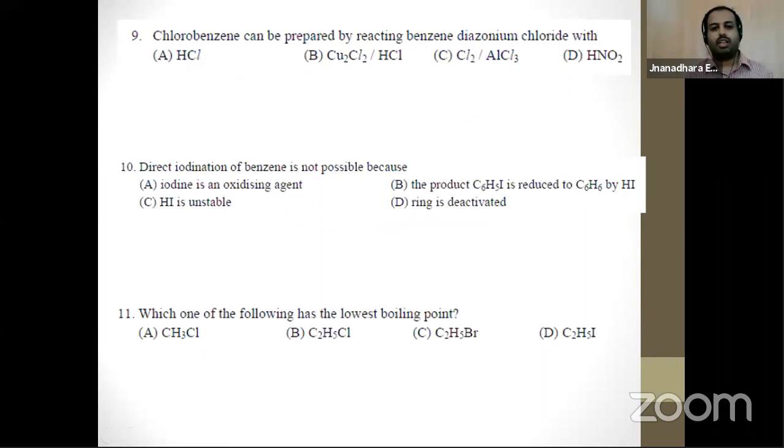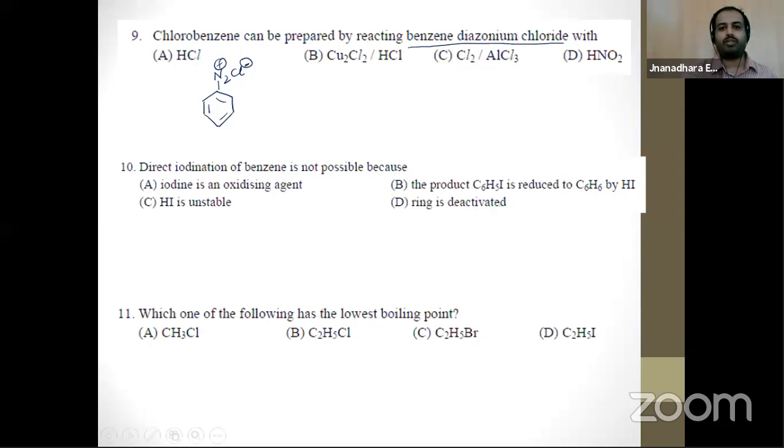Next, let us go to question number 9. There are 3 questions in one slide. Easy. Chlorobenzene can be prepared by reacting benzene diazonium chloride. All of you can recognize benzene diazonium chloride, prepared from aniline, C6H5N2+ Cl-. I'm getting a great chat response. Unanimously, all of you suggest B.